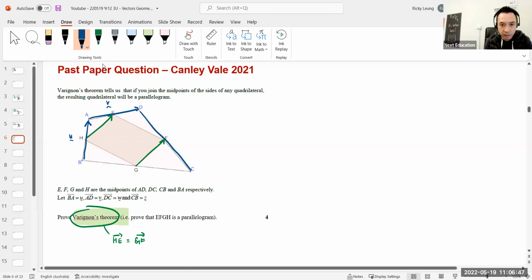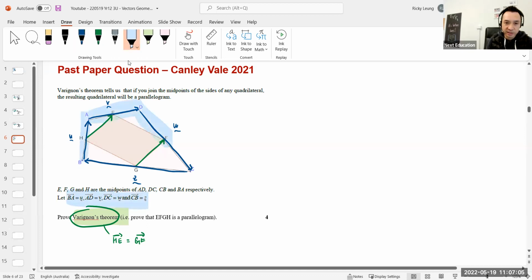DC has a vector of W. And this guy has a vector of Z. Perfect. Now, why did they give me this statement? Why did they give me all four of them?